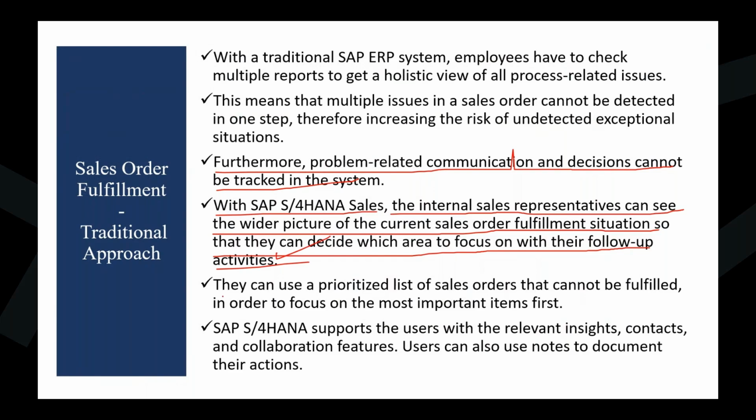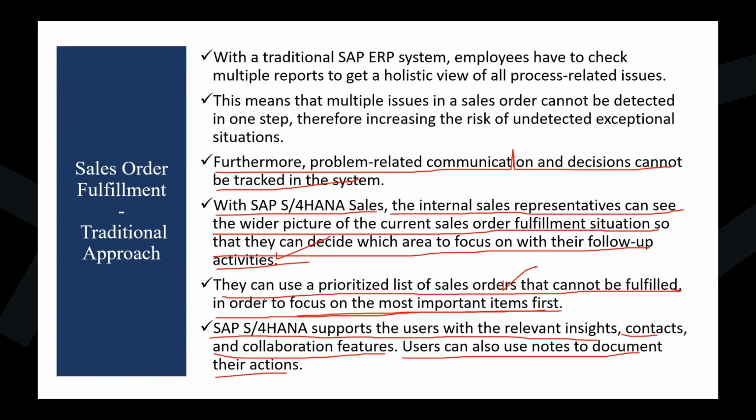Okay, they can use a prioritized list of sales orders that cannot be fulfilled, in order to focus on the most important item first. So once you get a priority list of issues in a single place, they can focus on the most important ones, which we will see in the system. SAP S/4HANA supports the user with relevant insights, contacts, and collaboration features. Users can also use notes to document their action. This I will show in the system.